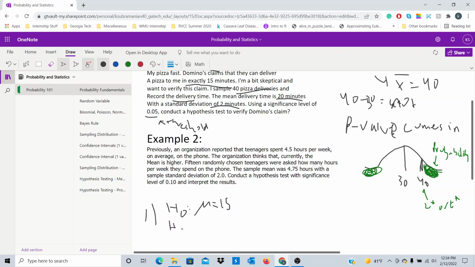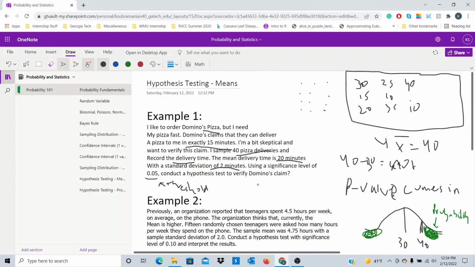We will also have something called an alternative hypothesis, denoted by H sub A, right? And the alternative hypothesis is, what do I really want to verify? So if I'm a bit skeptical that Domino's can deliver their pizza to me in exactly 15 minutes, maybe I want to test if Domino's pizza delivery time is longer than 15 minutes. Because if it turns out that Domino's takes, say, 30 minutes to deliver a pizza, then that's not good, right?